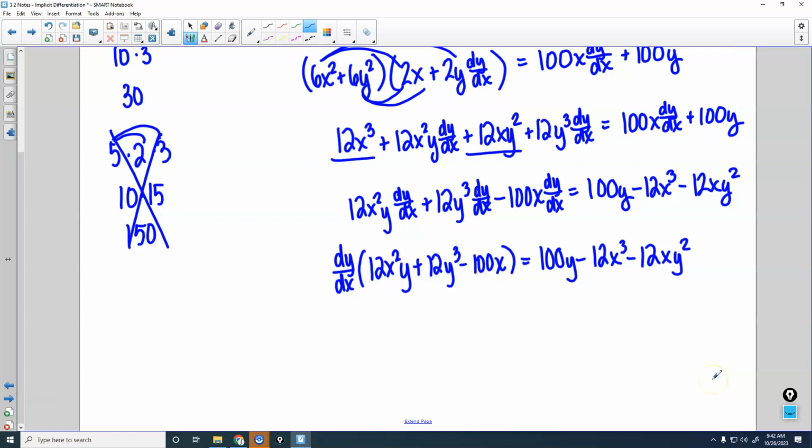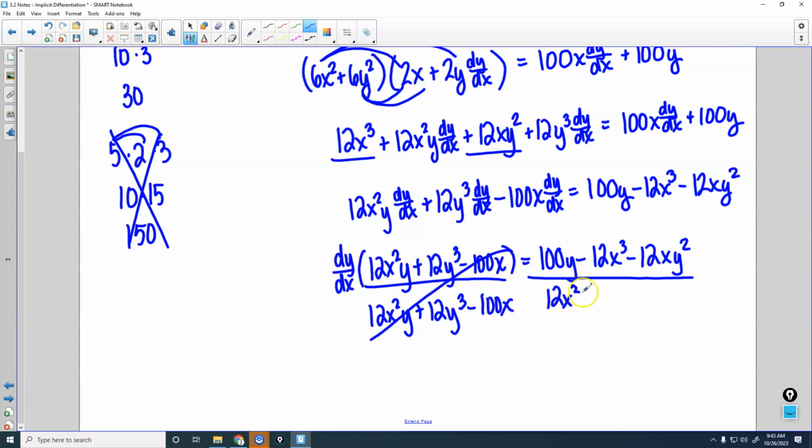Your next to last thing that you need to do, what should we do here? Divide. So we divide by this stuff, 12x squared y plus 12y cubed minus 100x.